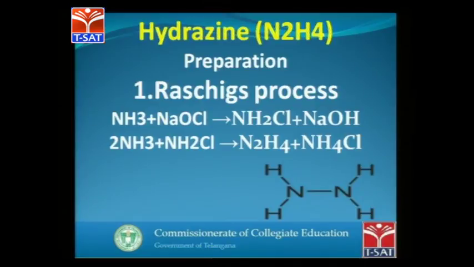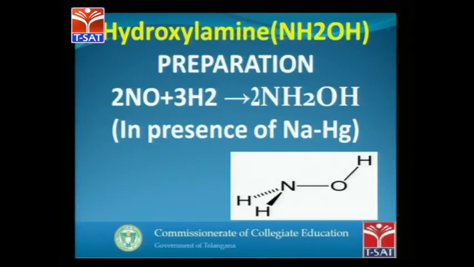In seeing the preparation methods, Raschig's process is very important. Hydrazine can be prepared by oxidation of ammonia in presence of sodium hypochlorite. Now hydroxylamine: we can prepare it by the reduction of nitric oxide. NH2OH is the formula of hydroxylamine.